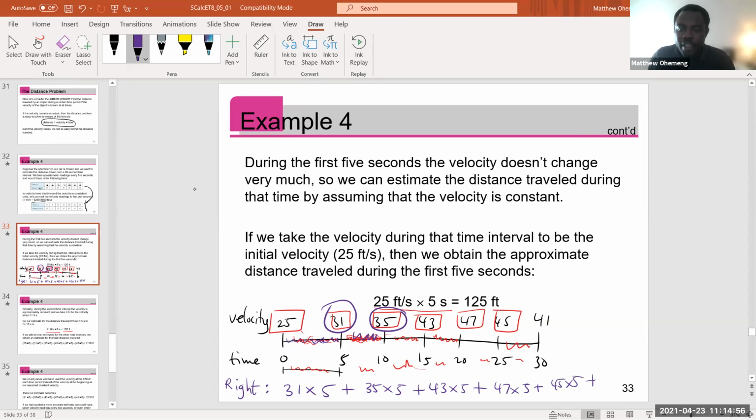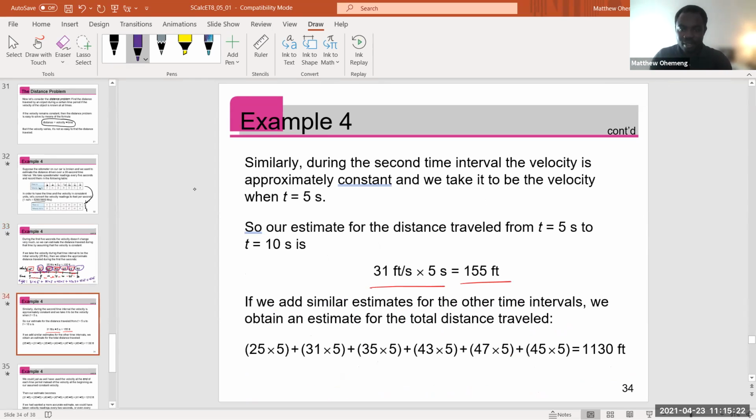And then plus the final interval, I'll use the right endpoint to calculate my velocity. So that'll be 41 times 5, right? So you can either assume that you're using the velocity you started the interval with, or the velocity you left the interval with, to be your constant velocity within that interval, and then you can calculate the distance. Now, when you get the distance for each interval, just add them together and you get an estimate of the total distance. So that's the idea, right?